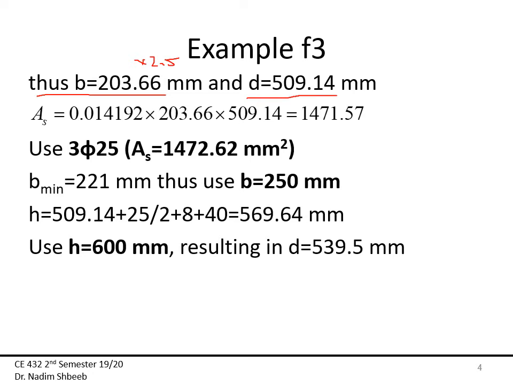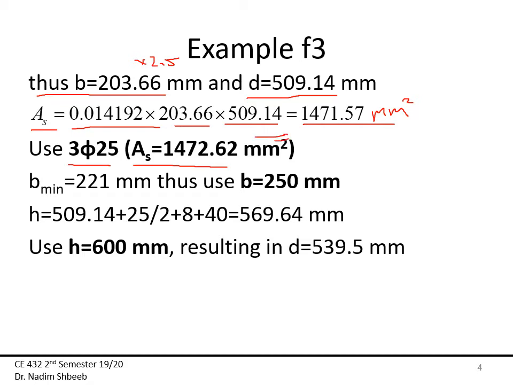At this stage, just leave those two values as is, and calculate the area of steel directly as rho times B times D, and you'll get an area of steel of 1471.57 millimeter square. Now, from that, the closest bars that I found were 3 bars of 25, which gives me an area of steel of 1472.62 millimeters square. You can see these two are very close.